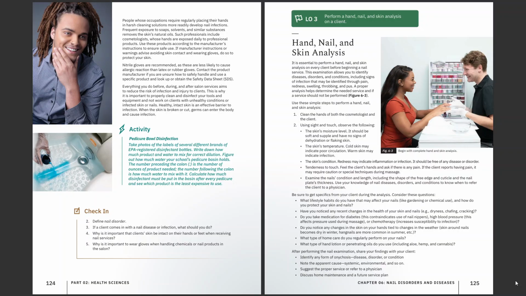Have you noticed any recent changes in the health of your skin and nails, like dryness, shaping, or cracking? Do you take medication for diabetes? This contraindicates use of nail nippers. High blood pressure. This affects pressure used during massage. Or chemotherapy increases susceptibility to infection.